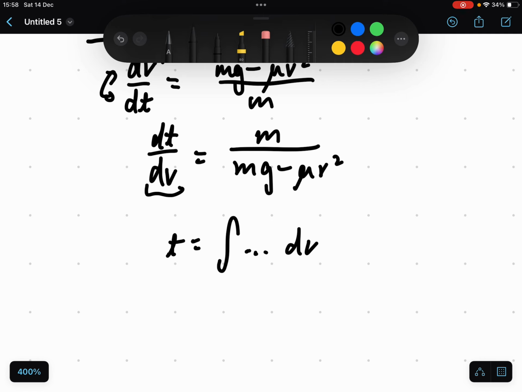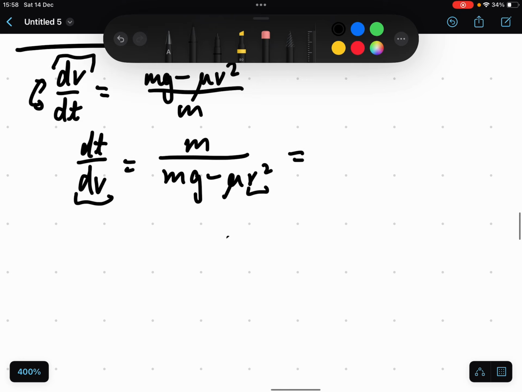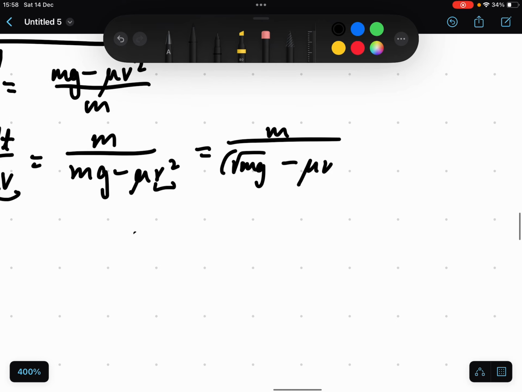That's what we want. Now, the problem is, if we want to integrate this, we do need to get this into partial fractions. It's going to be a bit difficult otherwise, because we have the v squared. But that's possible, that's fine. This is actually just a difference of two squares, if you've noticed. We're going to have the square root of mg minus mu v, and then the square root of mg plus mu v.